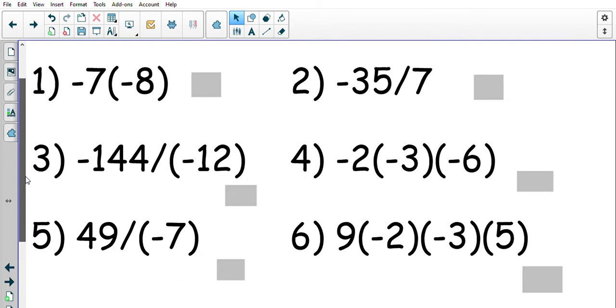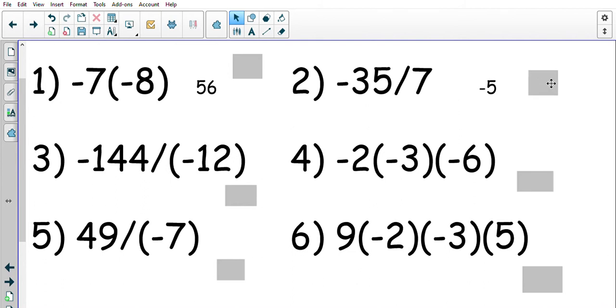We've got negative 7 times negative 8. Signs are the same, or you could say, hey, we have 2 negatives here. That's an even number of negatives. That means my answer is going to be positive. 7 times 8 is 56. Number 2, negative 35 divided by 7. Signs are different, or we have one negative in this case, so that rule still applies for dividing. Our answer will be negative, so we get negative 5.